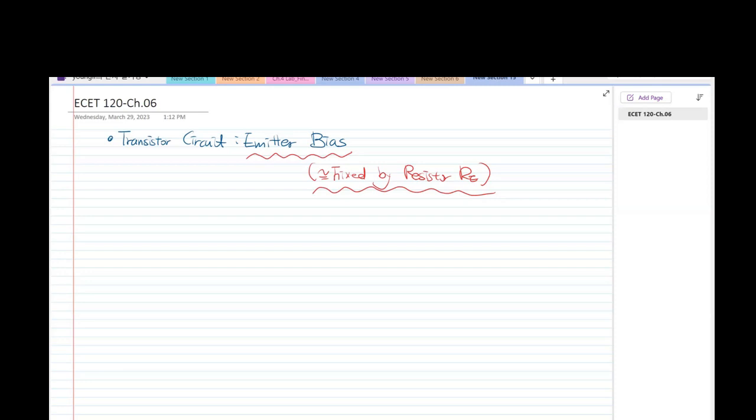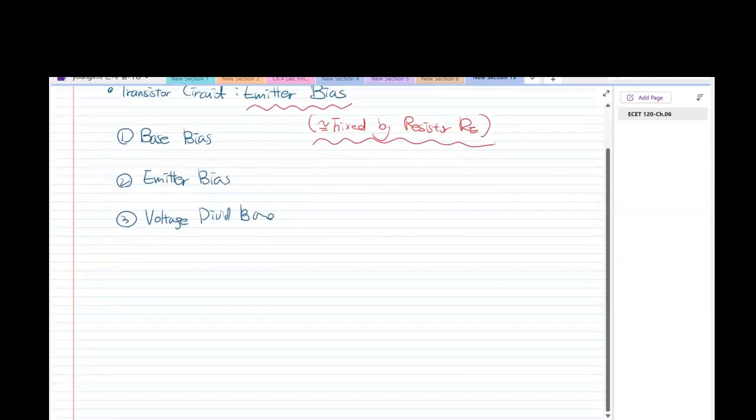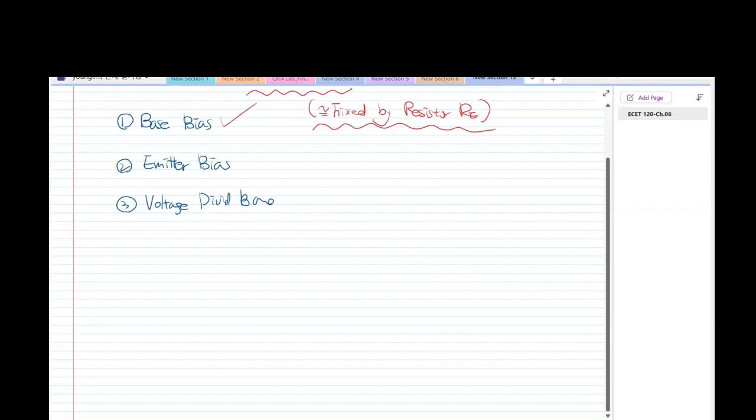There are three types of transistor bias circuit. One is the base bias, the second type is the emitter bias, and the third type is the voltage divider bias. We have already learned the base bias transistor before. So today we're going to learn about the emitter bias.